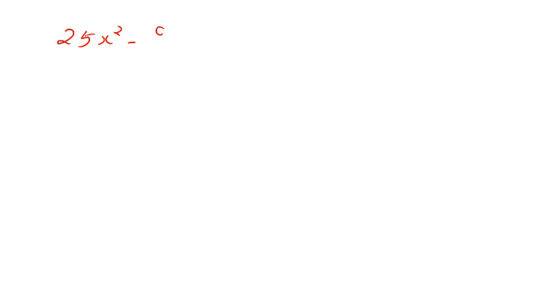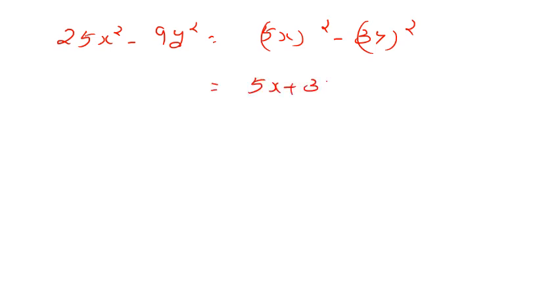Now another: 25x squared minus 9y squared. So 25x squared you write as 5x the whole square. 9y squared you write as 3y the whole square. So this is of the form a plus b into a minus b. So 5x plus 3y into 5x minus 3y. So this is a factorization problem. Now another: 98a squared minus 50b squared.